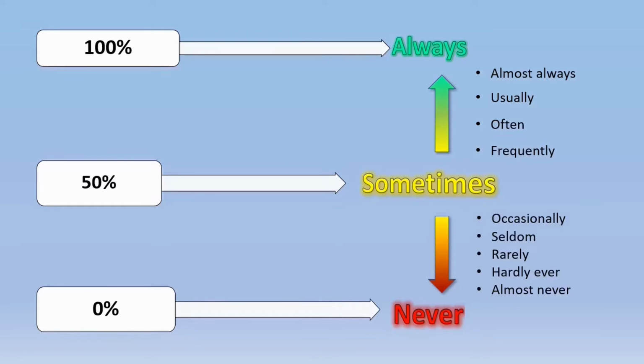There are other words that describe the frequency of something. Almost never, hardly ever, rarely, seldom, occasionally. These words describe something that you might do between the range of 50% and 0%. There are no set percentages for these words, but they are less frequent than sometimes.